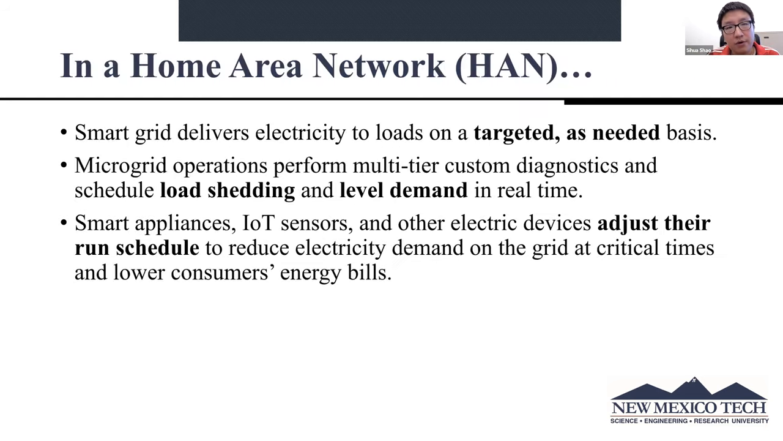In a home area network, the smart grid can deliver electricity to loads on a targeted, as-needed basis. And the microgrids will do the custom diagnostic to do the load shedding and level demand in real time. You have many, many devices in your home, like smart appliances, IoT sensors, and other electrical devices like electric vehicles. You want them to adjust their run schedule to reduce the electricity demand on the grid at critical times, and that can significantly reduce your energy bill.